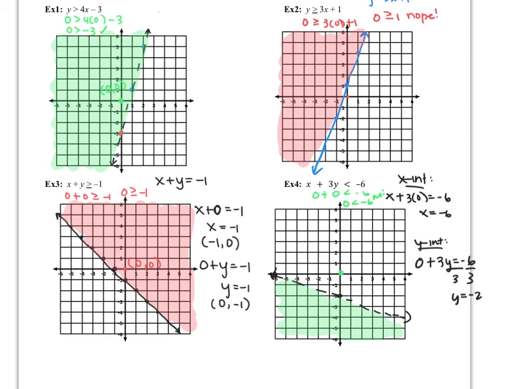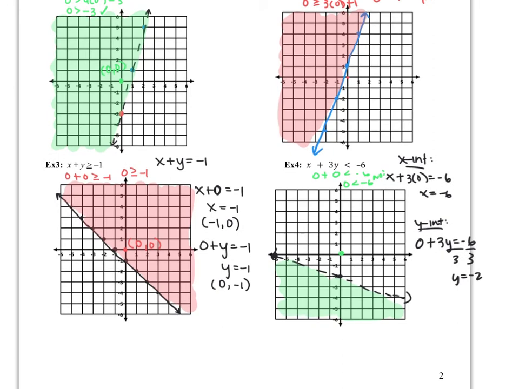For example 4, I graphed it as if it were the equation x plus 3y equals -6, and I did this using x and y intercepts. So to find my x-intercept, I made y 0, and my x-intercept was -6. That means it's crossing the x-axis at -6. To find my y-intercept, I made x 0, and then to get y by itself, I divided both sides by 3 to get y equals -2. This meant it was going to cross my y-axis at -2.